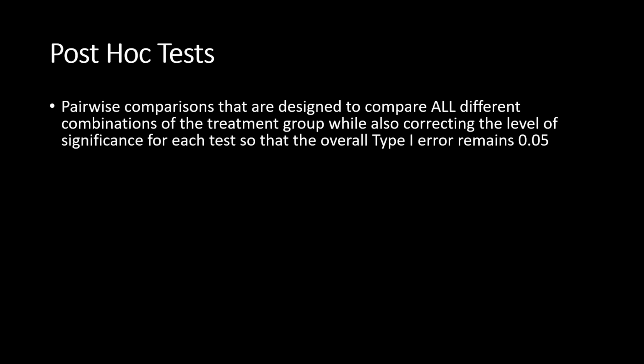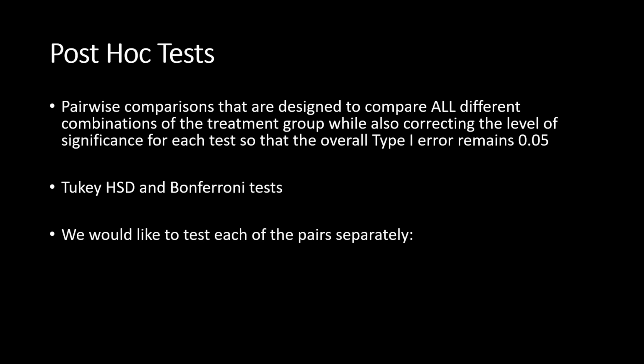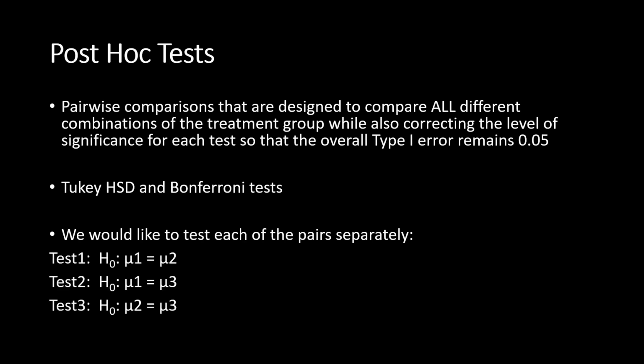There are several post hoc tests, but we will have a look only at two of them, and these will be Tukey HSD and Bonferroni tests. These both control for family-wise error, and the Bonferroni test tends to have more power when the number of comparisons is small, whereas Tukey HSD is more powerful when comparing large numbers of means. So in other words, we rejected a null hypothesis that our means are equal, and now we would like to test each of the pairs separately. So this will be our null hypothesis now.